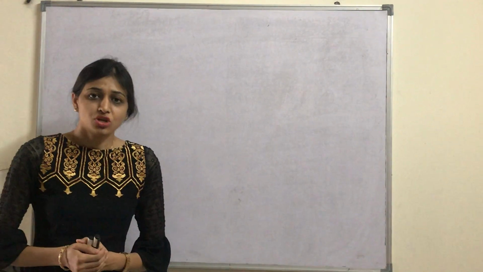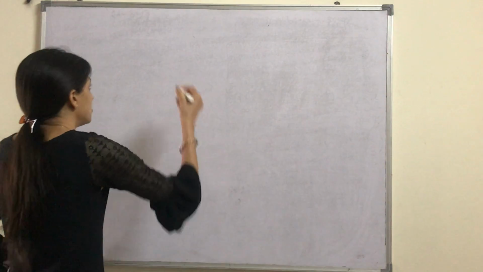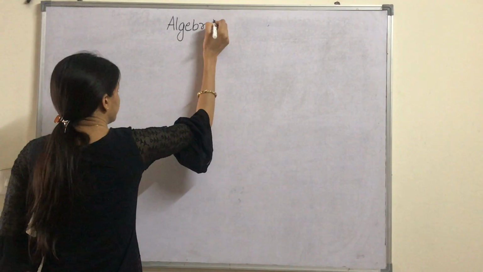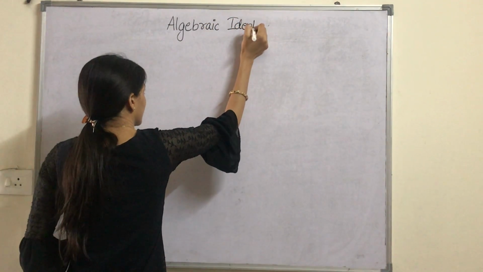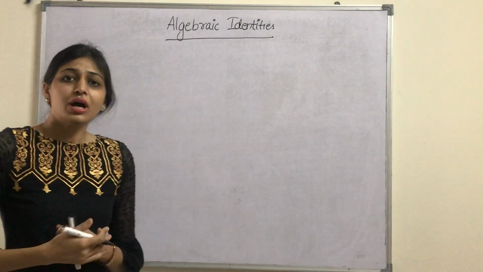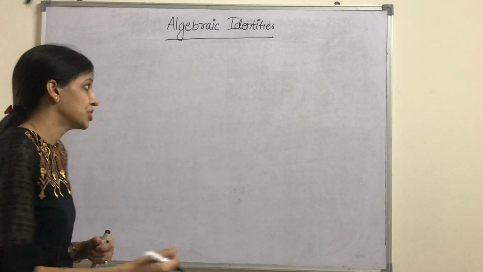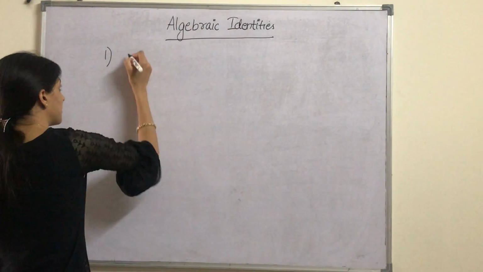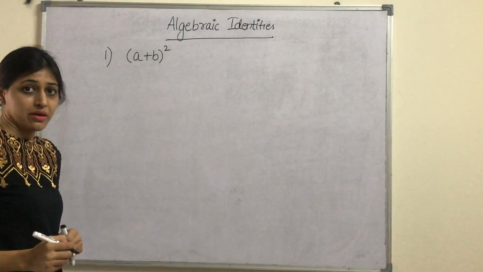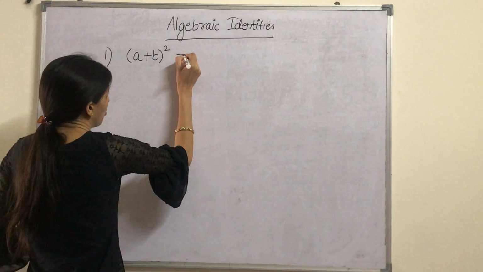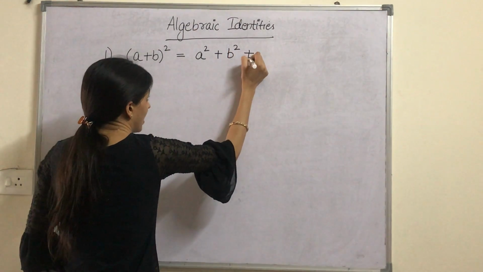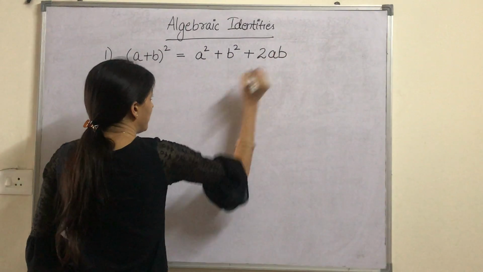This is a class 8 topic, so let's start with the topic algebraic identities. Now there are 4 identities on which you have to do the questions. The first identity is a plus b whole square. This will be a square plus b square plus 2ab.